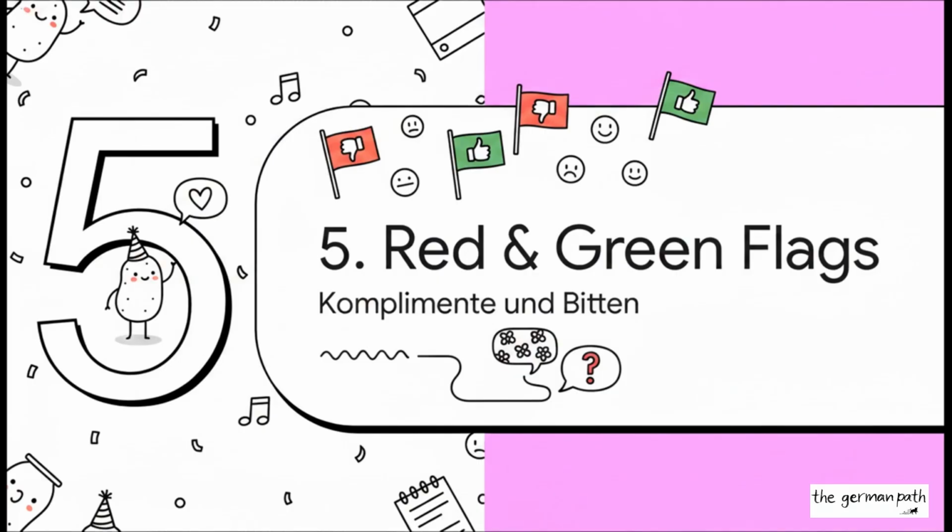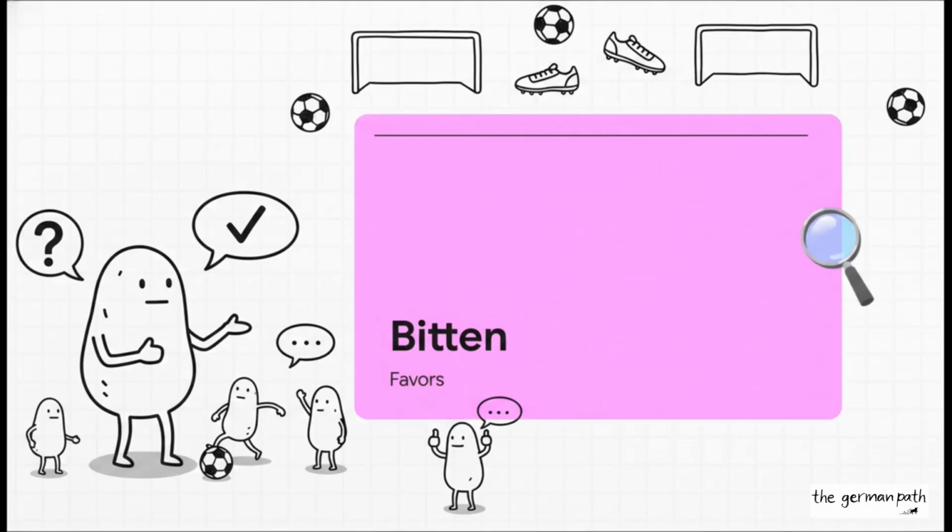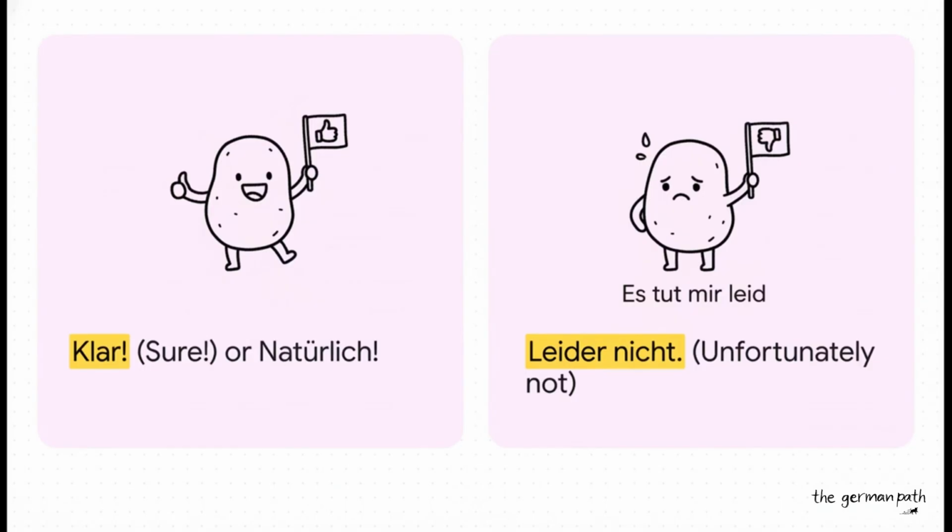On to section 5, red and green flags. Let's shift the vibe to a fun, social application of these grammar skills we just unlocked. Our fifth word of the minute is bitten. Favors. Because, what if someone asks you to play soccer with them on Saturday? Well, we need to know how to respond politely. If you're down and want to say yes, wave that green flag and say klar, meaning sure. But if it's a red flag and you have to say no, use leider nicht, meaning unfortunately not. Oh, and pro tip, always add es tut mir leid, which means I am sorry, just to keep being super polite. Rule summary, use klar for a positive green flag and leider nicht accompanied by an apology for a polite red flag.